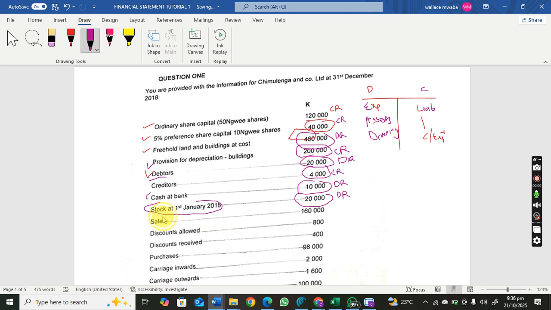Sales, this represents revenue. Okay, we can see here on our diagram where there's I, this is income or revenue. Any income or revenue. Okay, so this is going to go on the credit side.